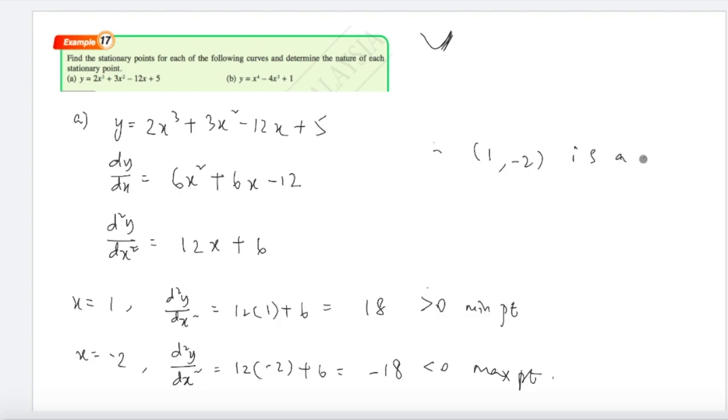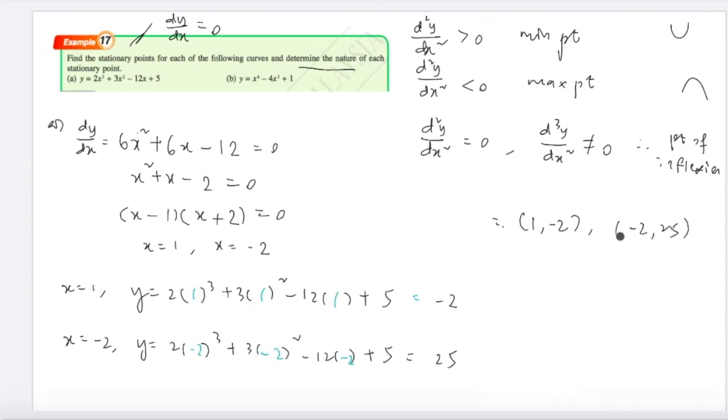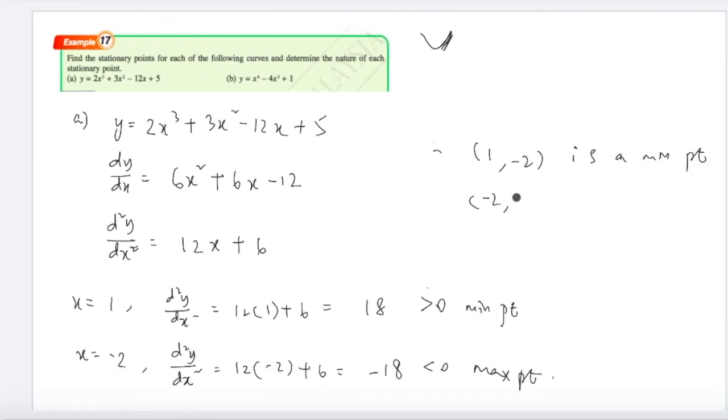(1, negative 2) is a minimum point, and (negative 2, 25) is a maximum point. Or actually, for example 16, I used the example 17 method. So two methods can be used to determine the maximum or minimum.